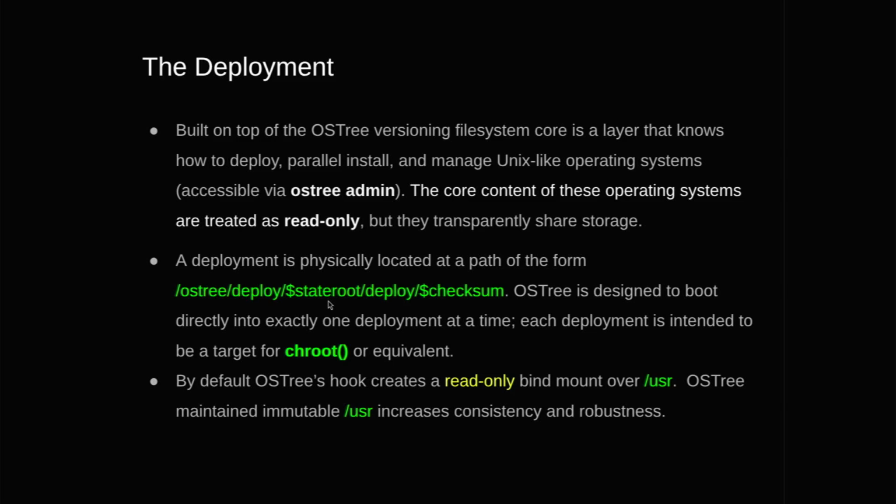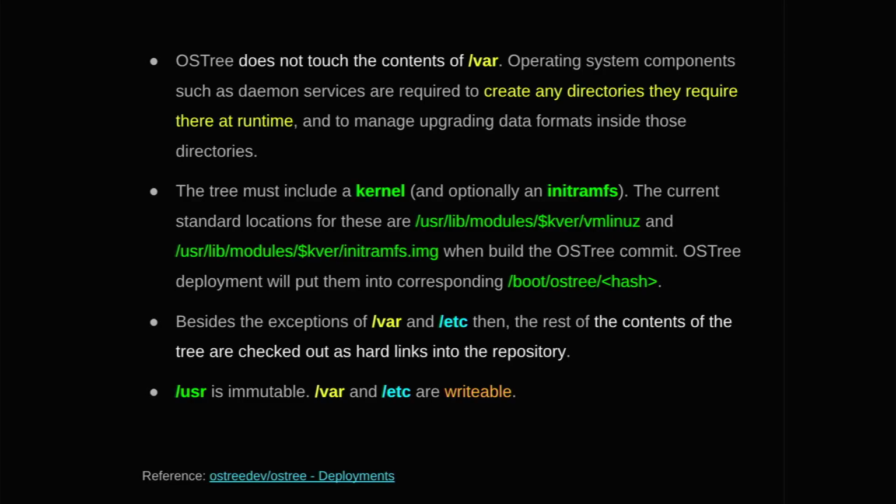OSTree is designed to boot directly into exactly one deployment at a time, which is deployed from the OSTree commit. Each deployment is intended to be targeted for a chroot or equivalent. By default, OSTree's hook creates a read-only bind mount over the usr folder. OSTree maintains the immutable usr folder, which increases consistency and robustness. And OSTree does not touch the contents of the var folder, and OS components such as daemon services are required to create any directories they require there at runtime, and also in an upgrade.